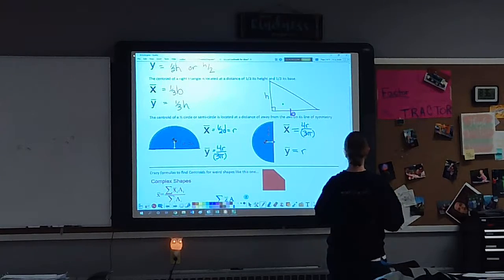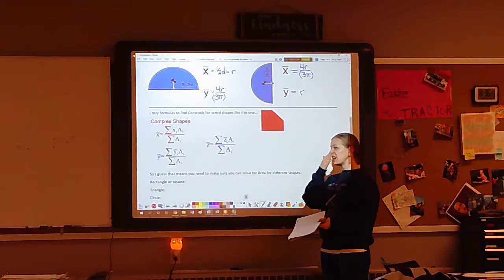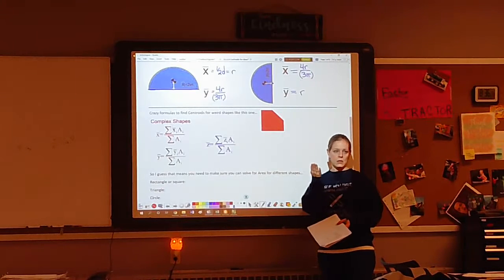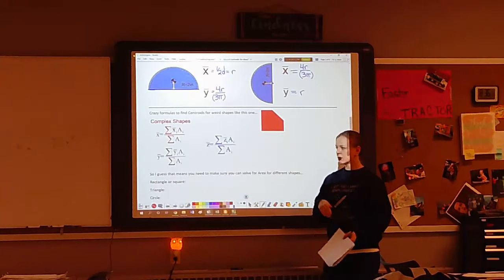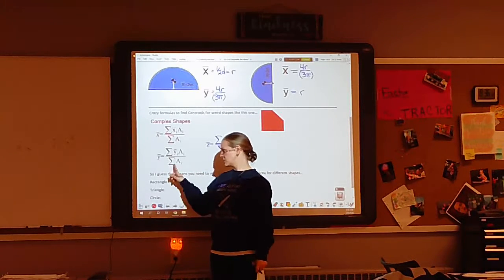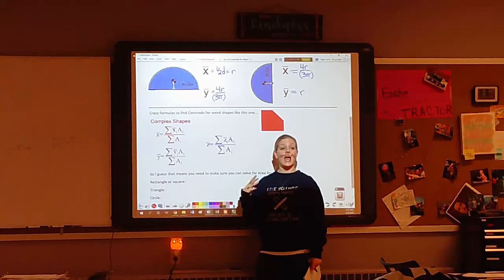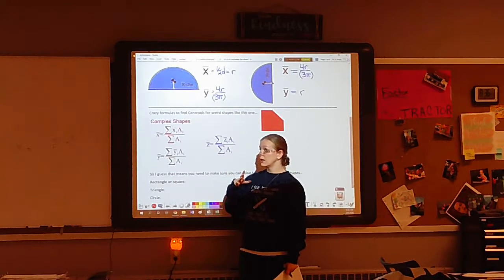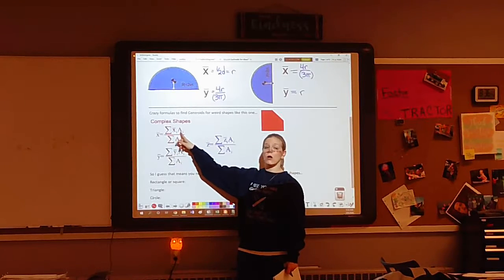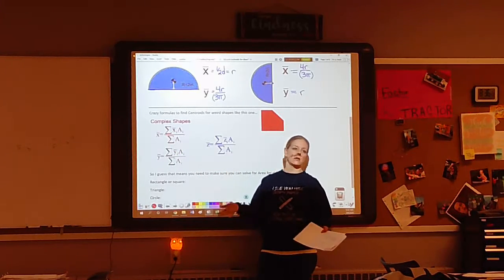This looks extremely intimidating. Don't let it be. My 10th graders, you don't know what this fancy E is called? You ever seen it? It's okay. What about my seniors? What's this called? Summation. Very good. We're going to add all the x bars times all the areas and divide by the total area. That's how you're going to find it.